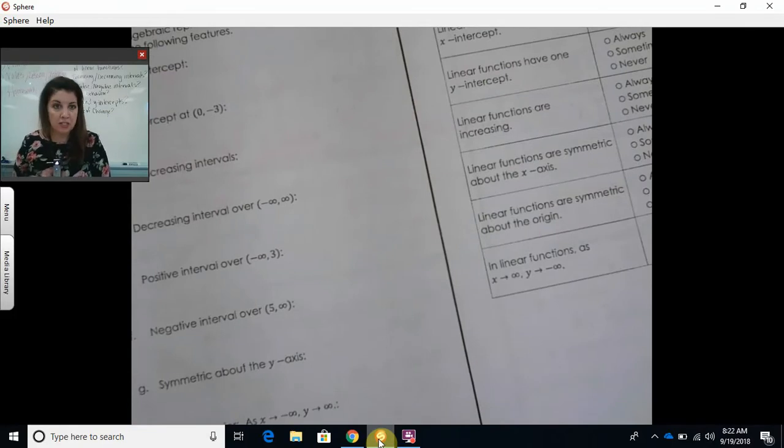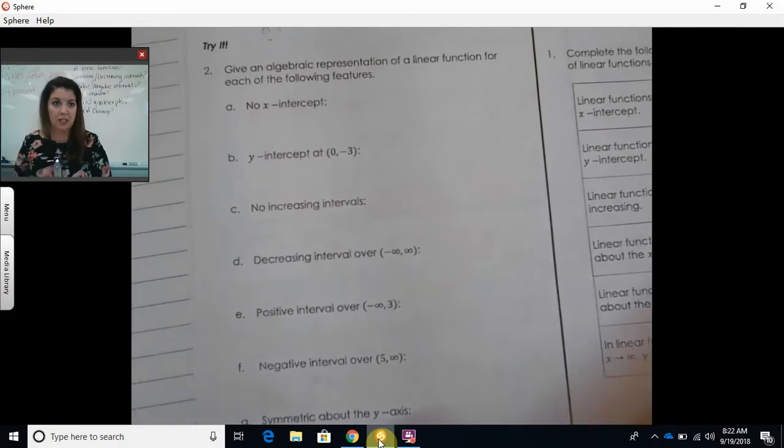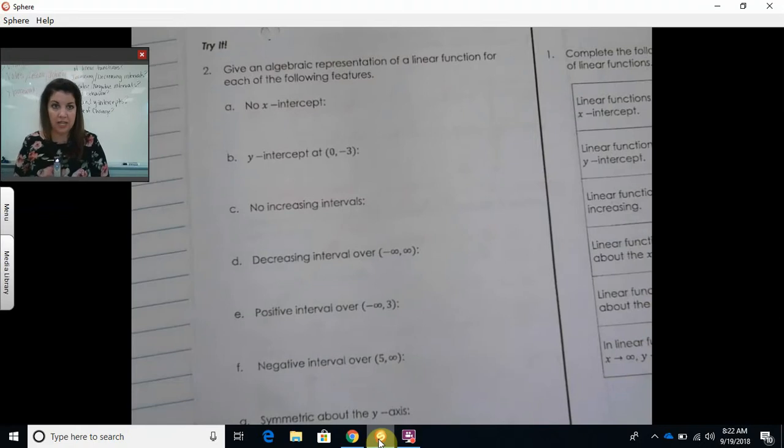Now, if you were doing this section on your own, we would all have different answers, okay? There's not one particular answer, but that does not mean that anything that you put is correct. That just means there's a whole bunch of different options that you could put. So the first one says, they want us to give an algebraic representation of a line with no x-intercept, okay? To me, for each one of these, I need to draw a line that matches the description and then write the equation from there. That makes more sense to me.